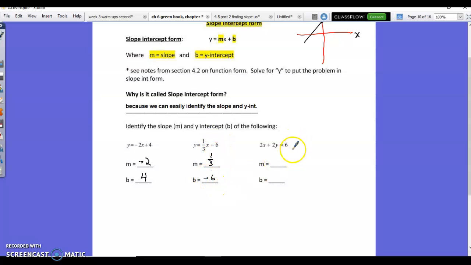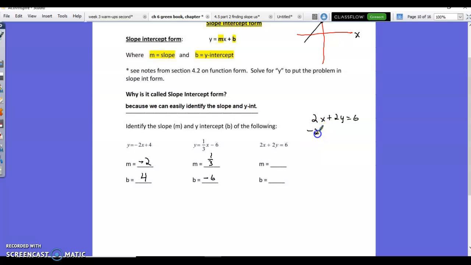Now, we're not going to get into this today, but we will get into it pretty soon. But you can see this is not in slope-intercept form. It is in standard form. In section 4.2, we talked about solving for y. It's a two-step problem, so I'm going to write this problem over here and do it. 2x plus 2y equals 6. If I'm going to solve for y, that will put it in slope-intercept form for me.